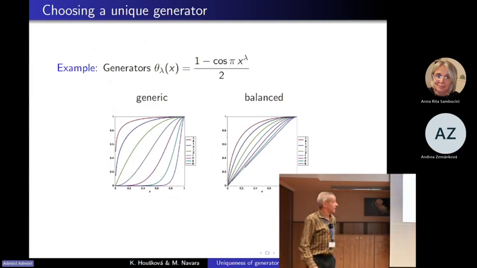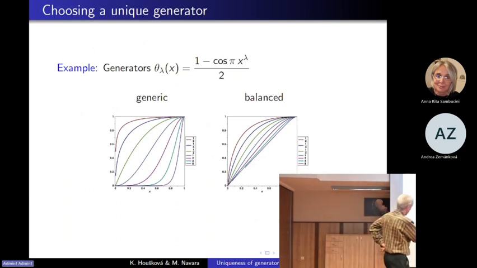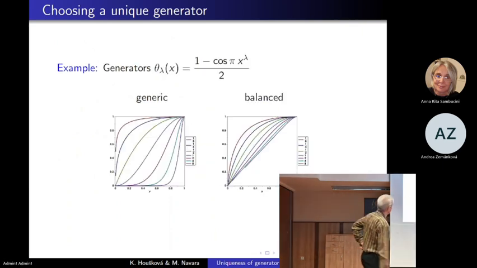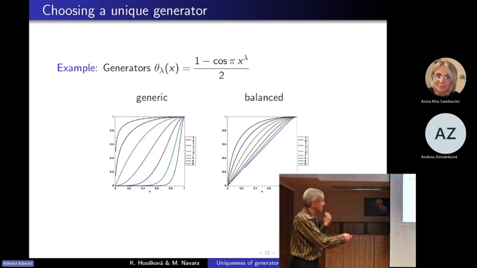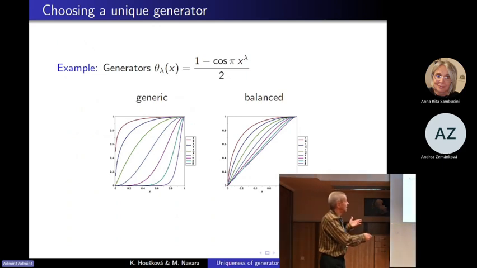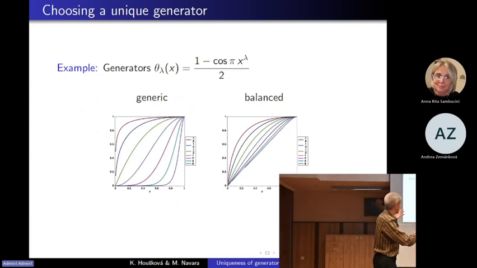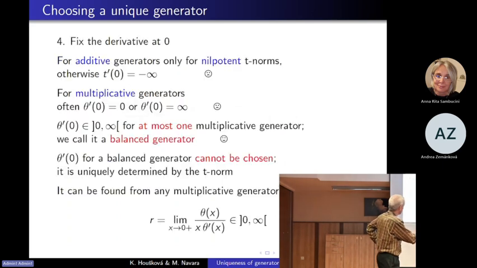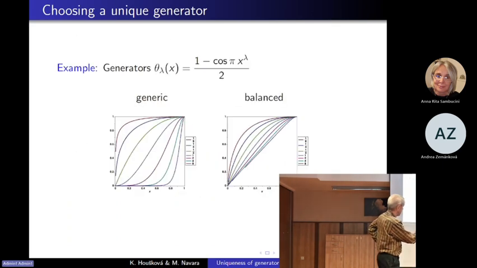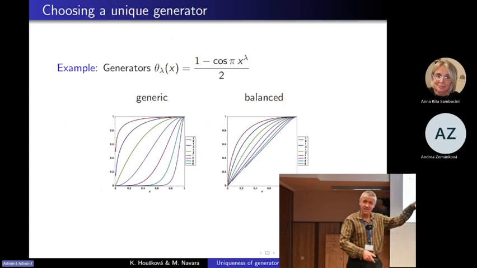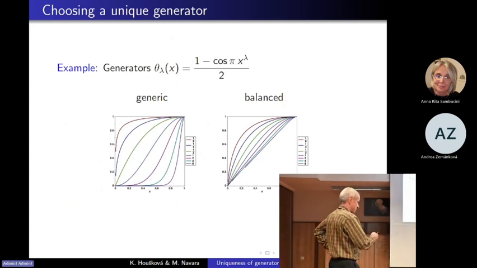Example. Again, example. So there are some generators of strict T norms. This is the generic form. If we transform them to balanced generators using the previous procedure, using this formula, we get such a picture. These are the balanced generators. The derivatives at 0 are not the same. They go through some scale.